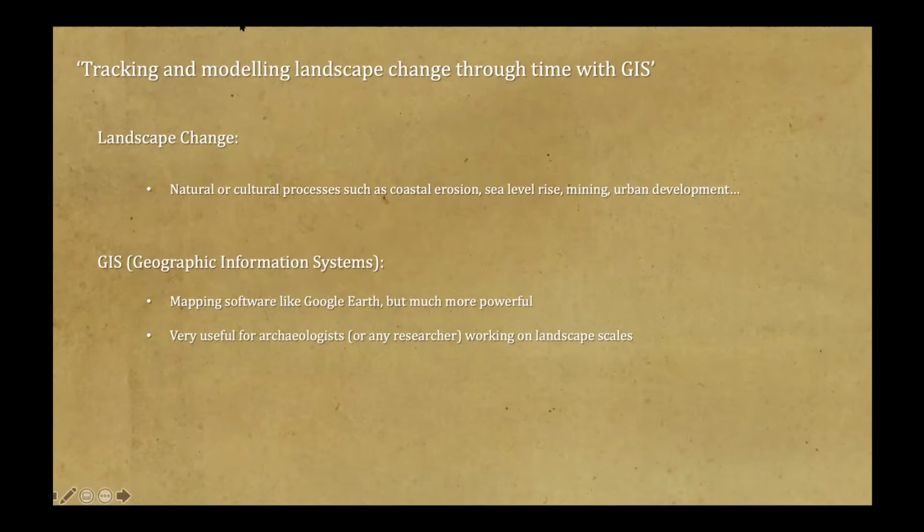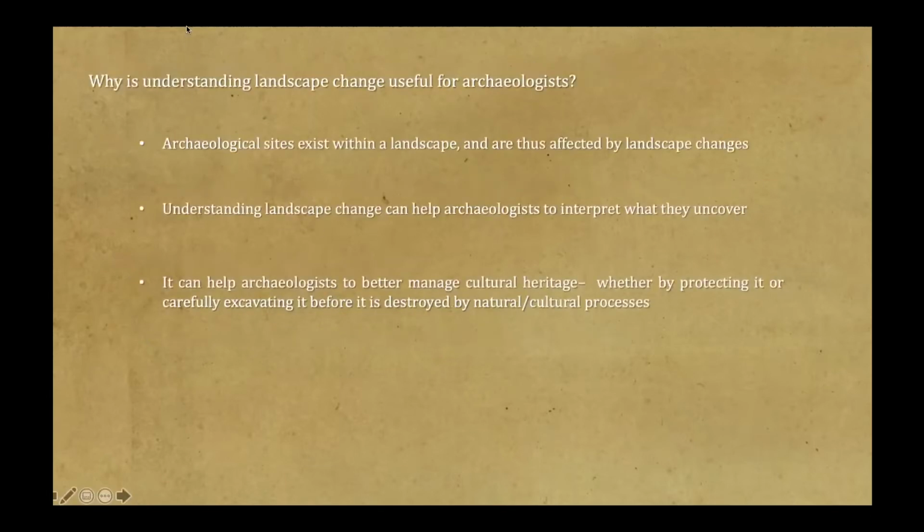It's mapping software that's useful for archaeologists or researchers that are working on landscape scales. So it's really good software that we can use for our research that allows us to investigate things like landscape change. And I've got a couple of case studies where I'll go over this.